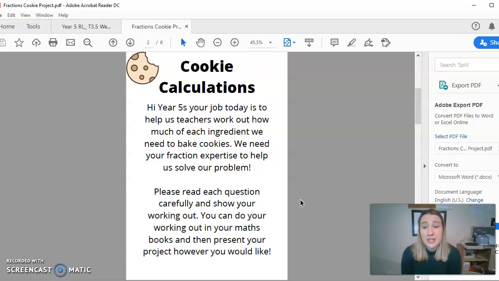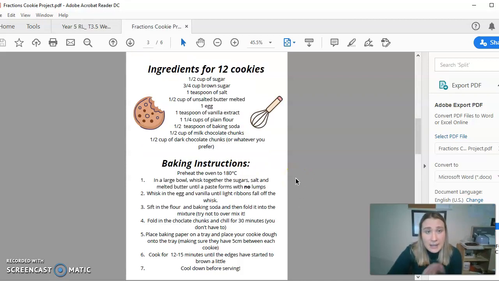Make sure you know what it's asking of you. You need to do all your working out in your maths book, but you can decide to present it on a PowerPoint, on a poster, however you like to present it. Go for it. Do whatever you'd like to do, okay? But make sure you do your working out first in your maths book to show us that you know how to convert fractions, okay? So these are our ingredients for our 12 cookies, and here are our baking instructions, okay?